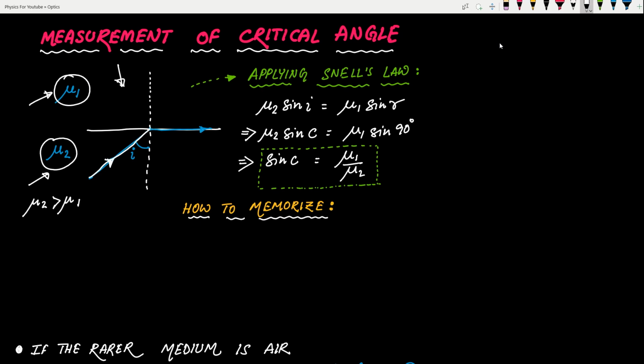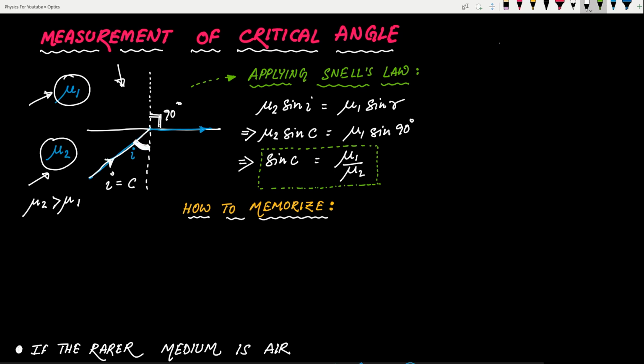Once you've understood this, since we are measuring critical angle, we will see the angle of incidence for which the angle of refraction is 90 degree. Since this is the angle of incidence for which the angle of refraction is 90 degree, we can say that this angle of incidence is nothing but critical angle. Simple as that. Now, in order to find the critical angle, that is this angle, we will apply Snell's law.